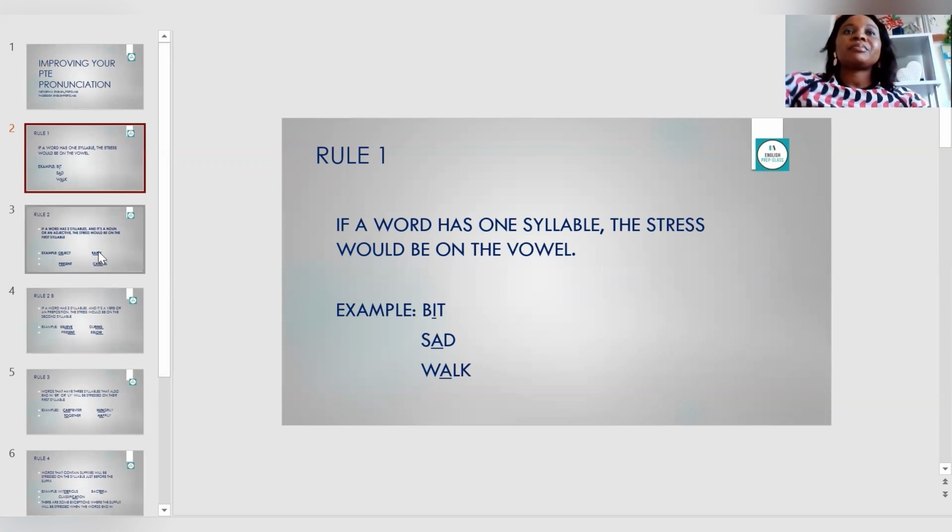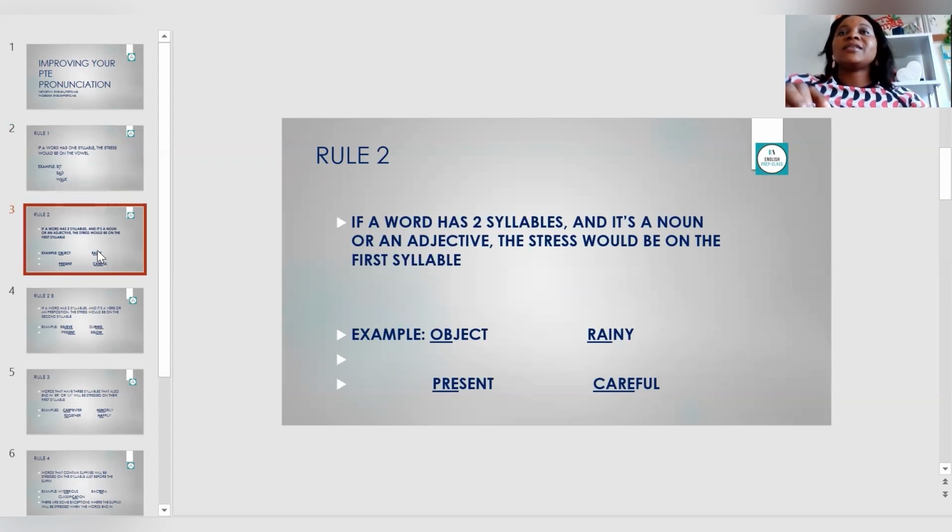Okay. So the next one here is, if a word has two syllables and it's a noun or an adjective. We know a noun is the name of a person, place, or thing. It's a standard definition. An adjective modifies or qualifies a noun. So if you have a word that has two syllables and is a noun or an adjective, then the stress will be on the first syllable.